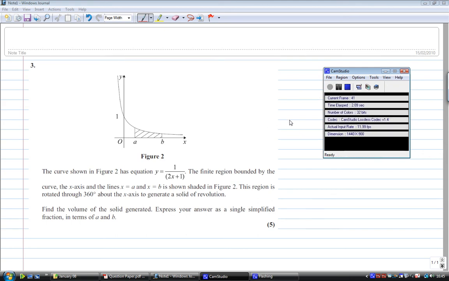Okay, what we're going to have a look at here is basically this problem we have with the volumes of revolution problem in a P4 exam. So have a read through the question first.